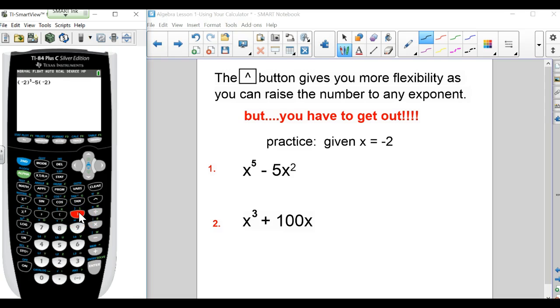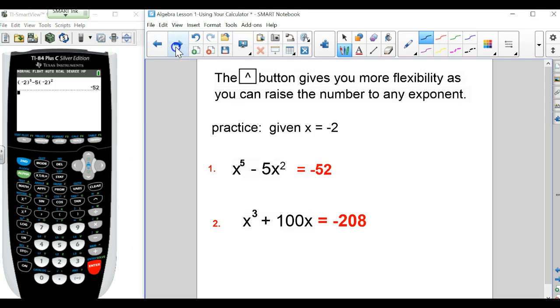so there's my negative 2, and this time I'm squaring it, so I'll just go over and hit this button. So now I've got negative 2 raised to the 5th minus 5 times negative 2 raised to the 2nd. I hit enter, and my answer is negative 52. The other answer that you should have gotten was negative 208.